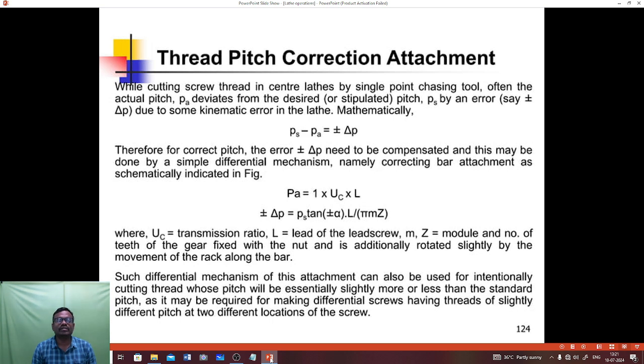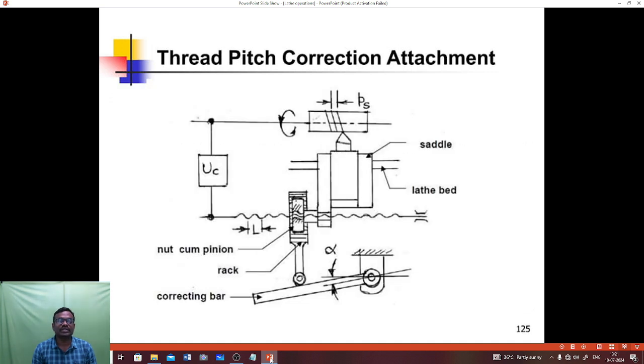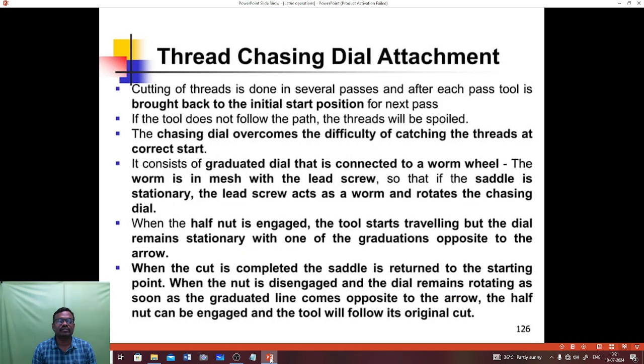P_A equals 1 into U_C into L plus or minus delta P equals P_S tan plus or minus alpha into L divided by pi m Z, where U_C equals transmission ratio, L equals lead of the lead screw, m and Z equal to module and number of teeth of the gear fixed with the nut and is additionally rotated slightly by the movement of the rack along the bar. The thread pitch correction attachment is shown in the figure.